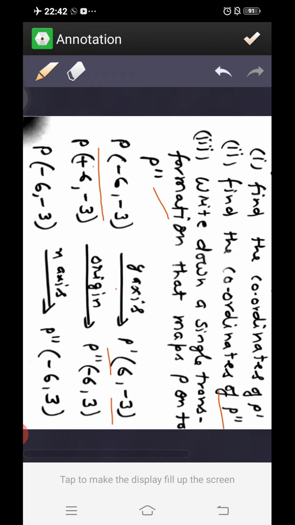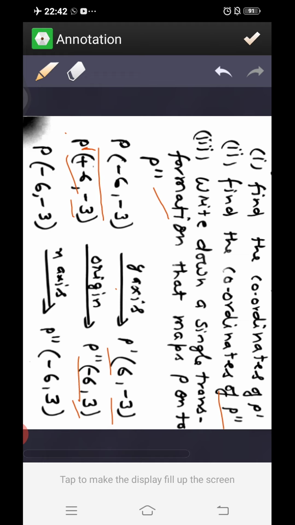Then we have to reflect P dash in the origin. P dash is (+6, -3) and we are reflecting it in the origin. It means both signs will change. So +6 will become -6 and -3 will change to +3.